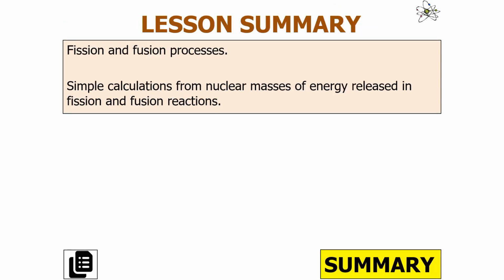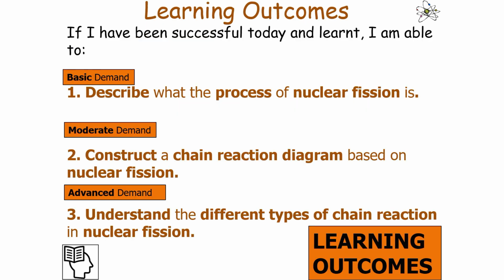So in our lesson we should have hopefully looked at both the fission process and we'll look at the fusion process next time, and we'll have simple calculations from nuclear masses of energy released in the fission reaction. So if we've been successful and we've learnt in today's lesson, we should be able to describe what the process of nuclear fission is, construct a chain reaction diagram based on nuclear fission, and then finally understand the different types of chain reaction in nuclear fission.